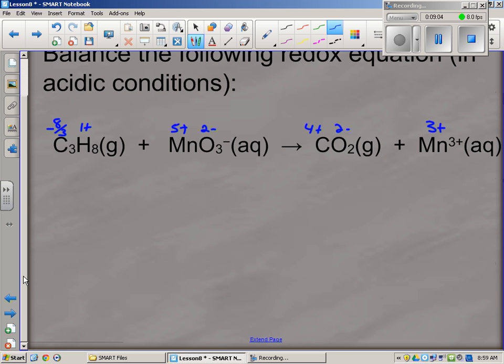Well, let's see here. What's going down? What's going up here? Well, probably easiest thing, I always look for the one that goes down because that's being reduced, or your oxidizing agent. That's right there. This is being reduced. Mn is going from a 5+ to a 2+. So it gains 2 electrons per manganese. In total, gains 2.